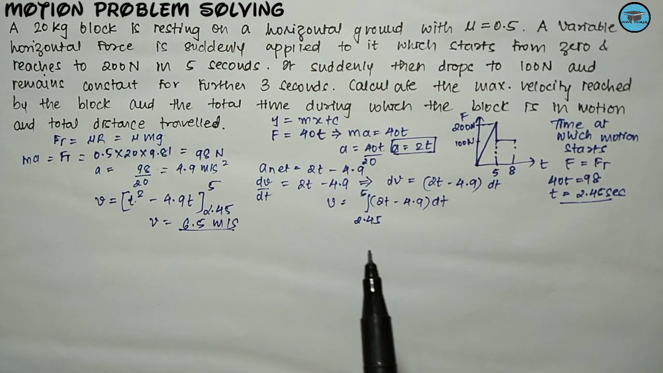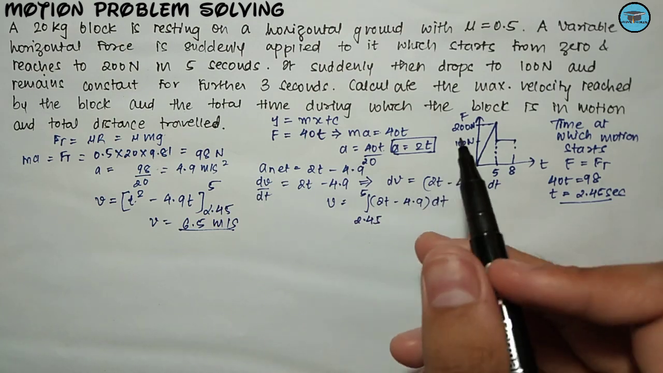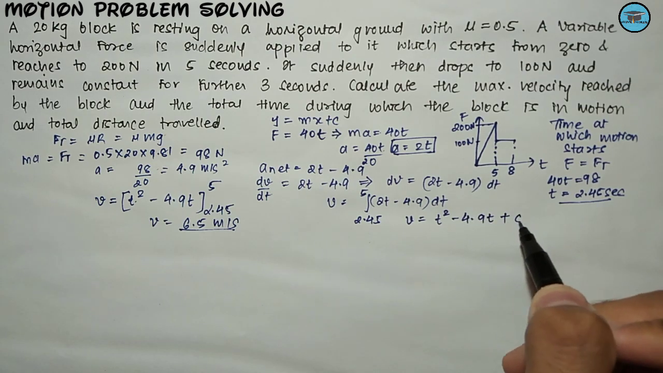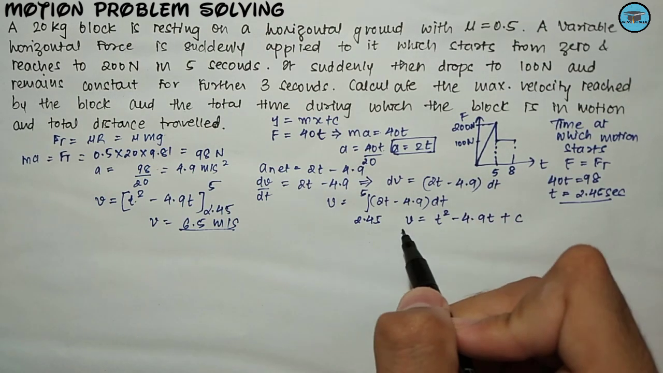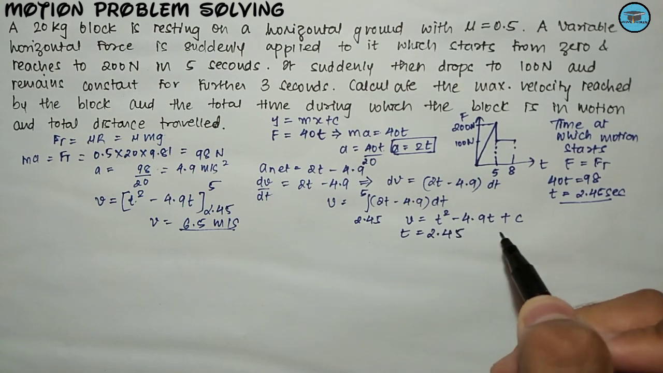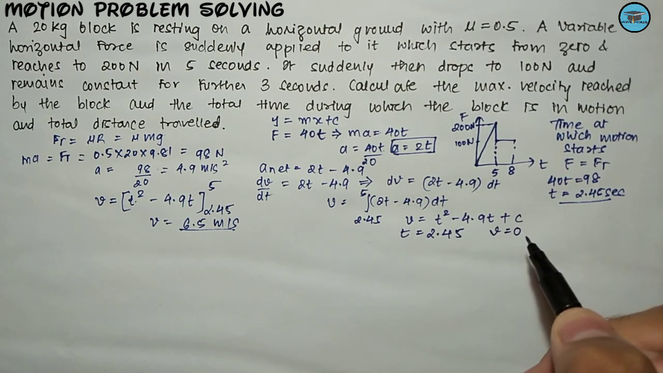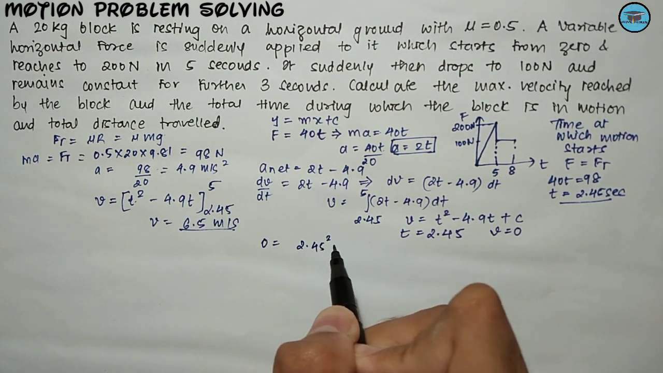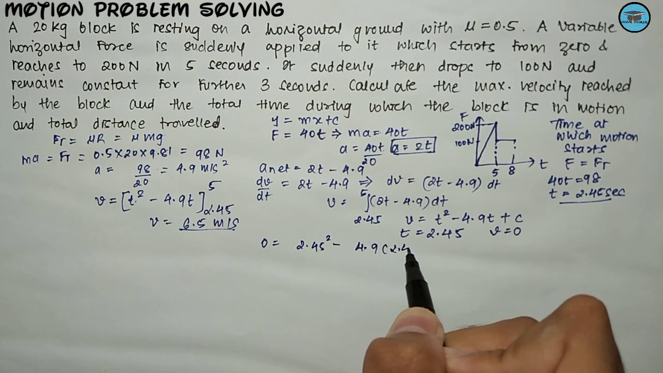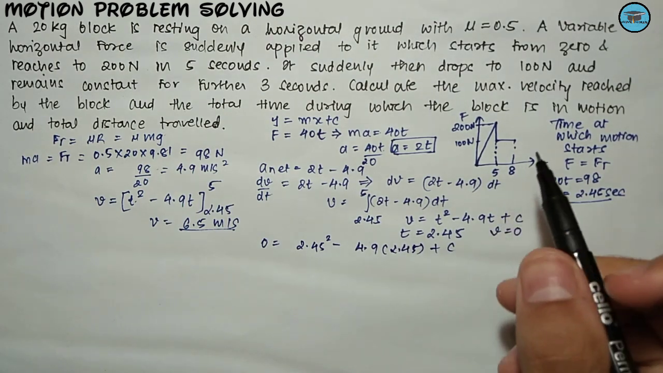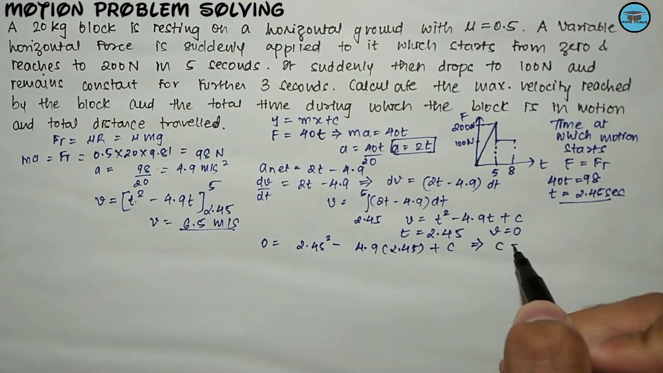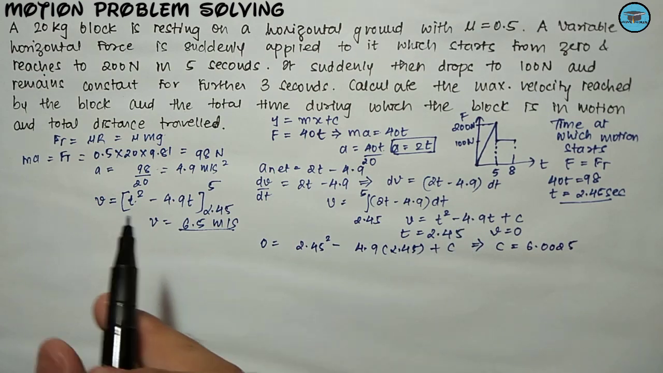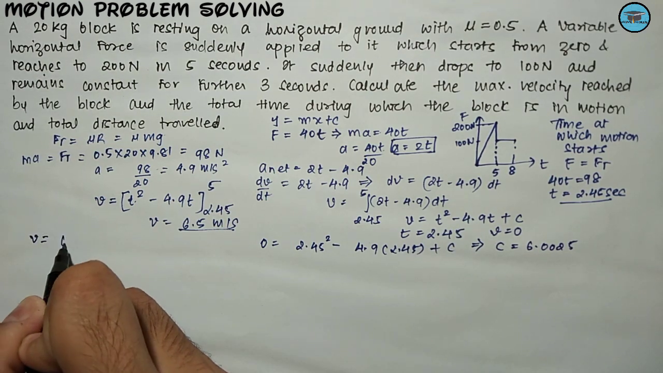Okay, now we also have the constant in the equation, that is v equals t square minus 4.90 plus c. At t equals 2.45 seconds, the value of velocity is equal to 0. So 0 equals 2.45 square minus 4.9 into 2.45 plus c. So the value of c comes out to be 6.0025. Placing the value in this equation, we get the equation of the velocity as t square minus 4.90 plus 6.0025.